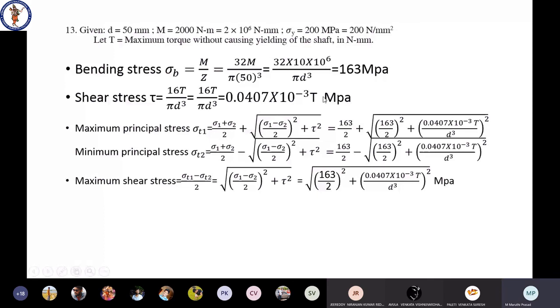As usual, we have calculated the individual stresses. One is bending stress, the other is shear stress. Then stage number 2, you calculate maximum principal stress, minimum principal stress, and maximum shear stress, everything in terms of T itself, because T is unknown in this particular problem. Sigma T1, sigma T2, and tau max. Here also we don't have a second stress, that's why sigma 2 becomes 0. So 163 by 2, by simplifying it, becomes 81.5.